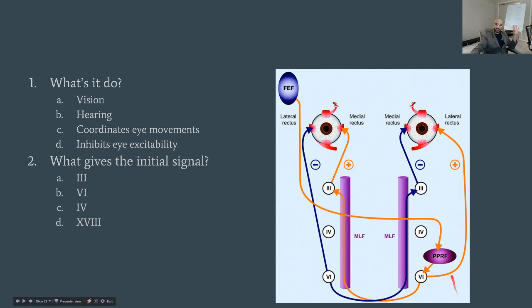Now, if instead the PPRF had activated this one, it would be look right, and it would activate 3, and it would look right, and there you go. That's all there is to it. Okay? That's what this image is showing you. We'll go into quite a bit more detail when we do vision later on, but not tonight and not for this set of exams, so don't worry about it too much. If you understand the basics we just spoke about, then you're good.